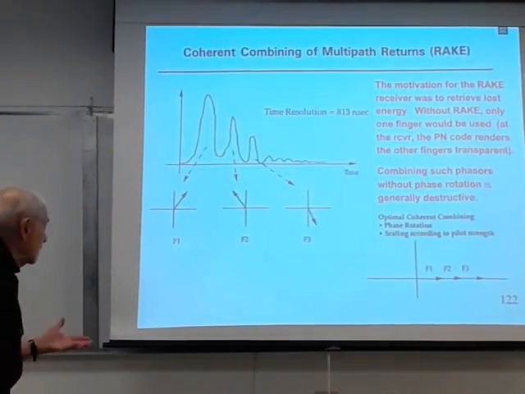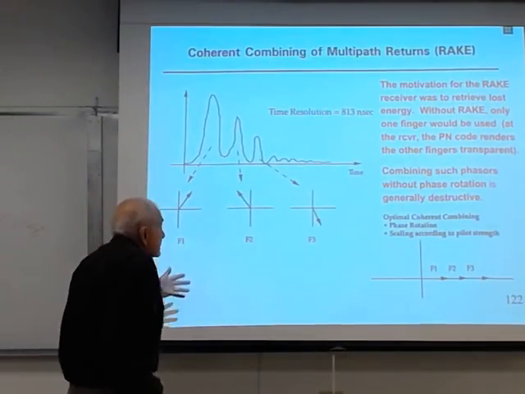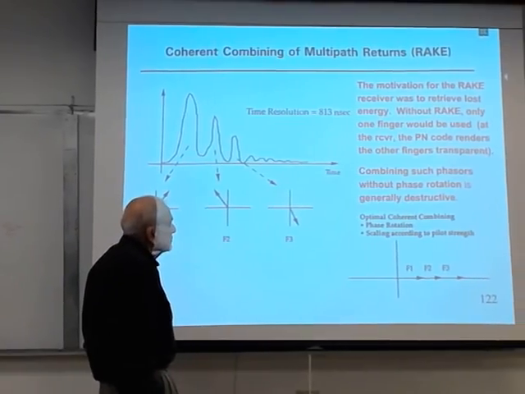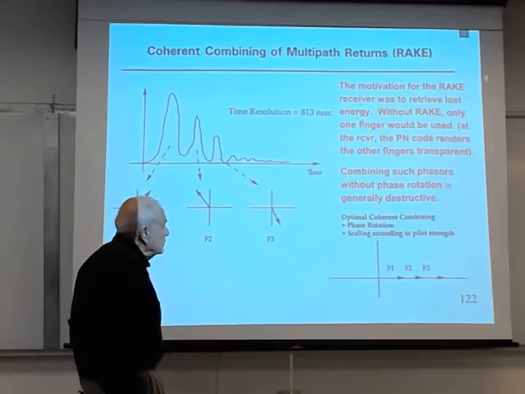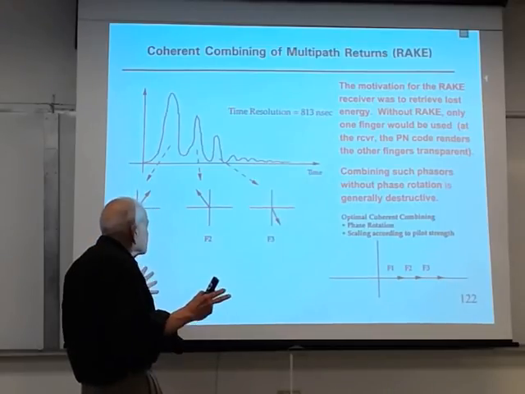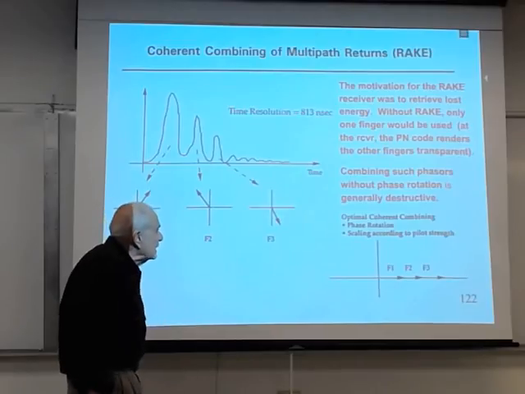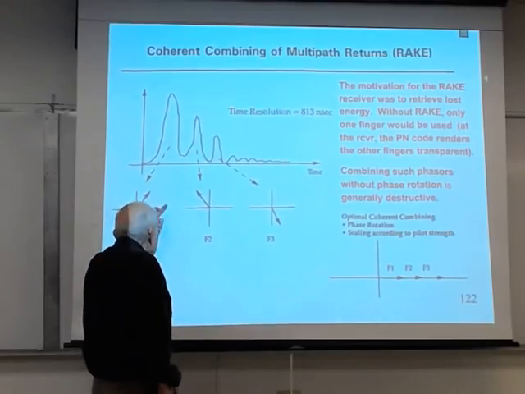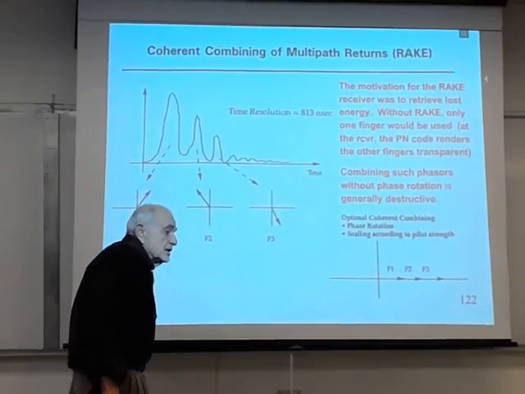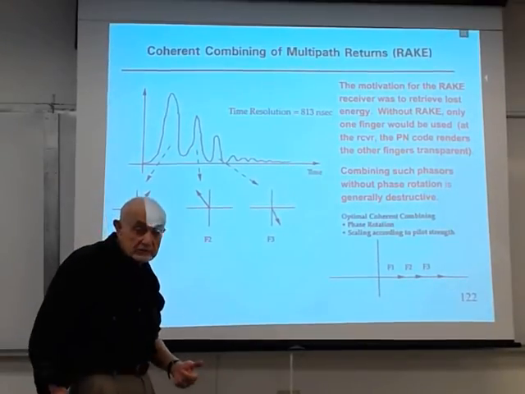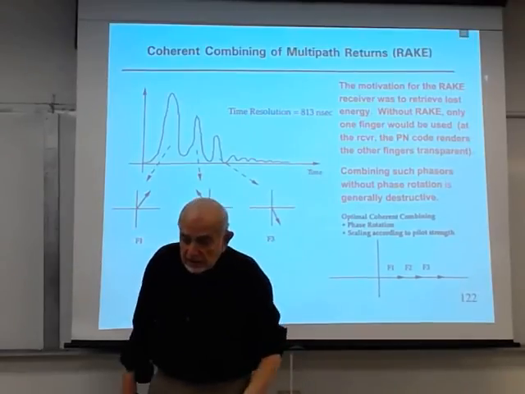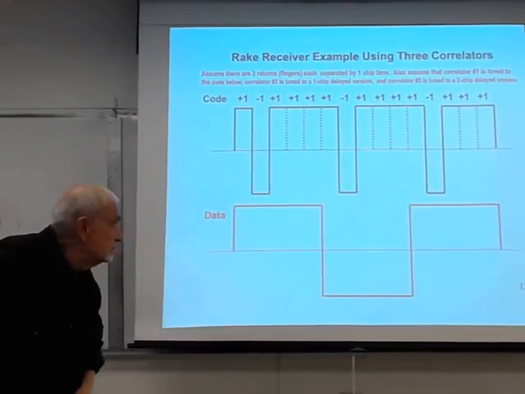And again, the motivation was to retrieve the lost energy. Without the rake, only one finger would be used at the receiver. The PN code renders the other fingers transparent. And combining such phasors, what we basically have to do is, if I combine them as they are here, they would combine destructively, wouldn't they? Or if they get lined up like this, they end up constructively. And so, let me just show you.